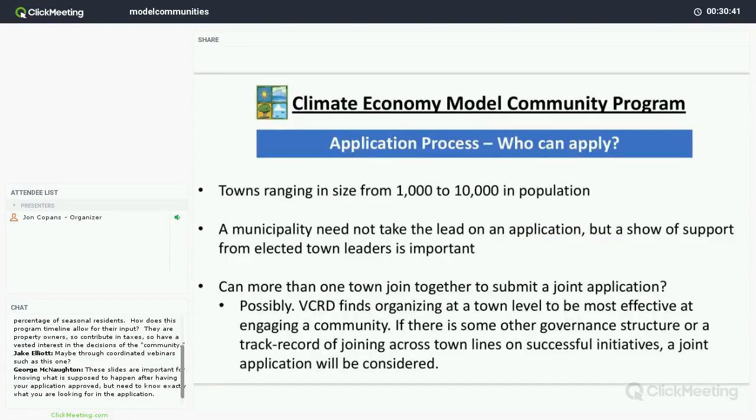As folks probably know, March 22nd is the deadline for applications. And in terms of who can apply for this program, we are talking about, for this first year, and that's an important caveat, we have limited the participation to towns ranging in size from 1,000 to 10,000 in population. And I say for the first year because this is a brand new program, and we feel like that size is probably the right one for the first year, but we're definitely going to revisit that criteria in future years.